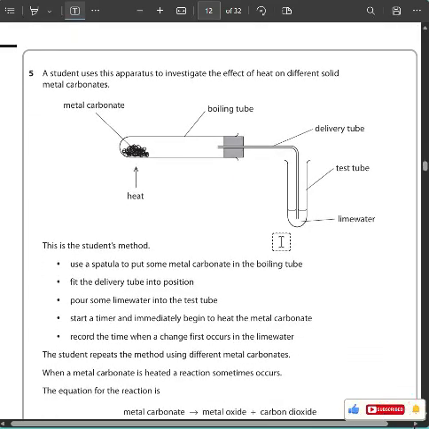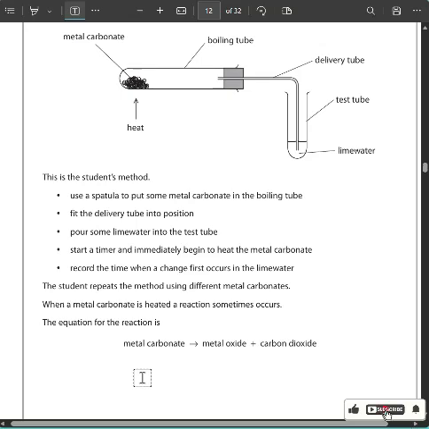Okay, the fifth question. A student used this apparatus to investigate the effect of heat on different solid metal carbonates. This is the student's method. Use a spatula to put some metal carbonate in the boiling tube. Fit the delivery tube into position. Pour some lime water into the test tube. Start the timer and immediately begin to heat the metal carbonate. Record the time when a change first occurs in the lime water. The student repeats the method using different metal carbonates.